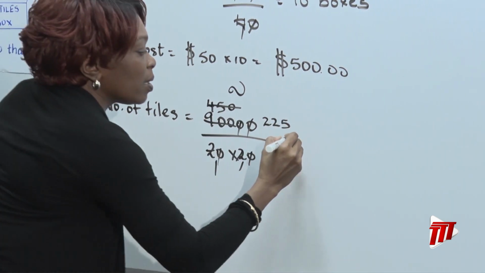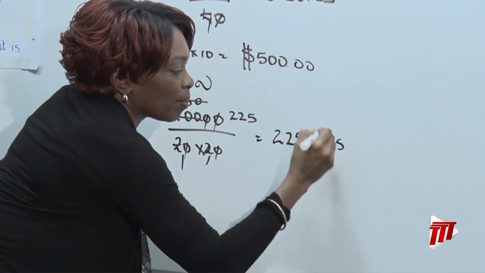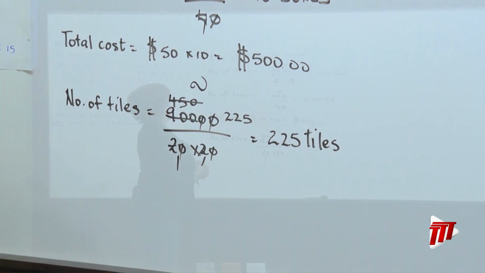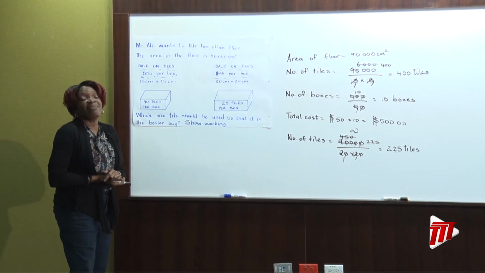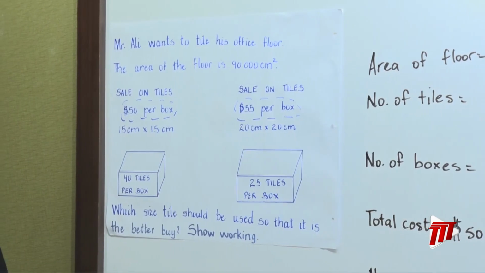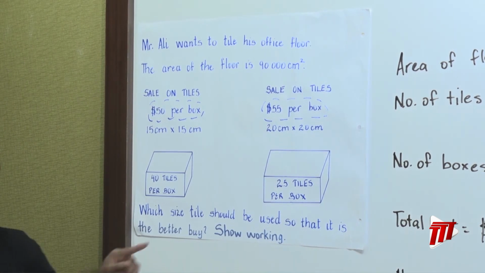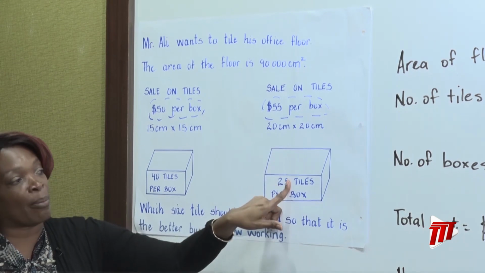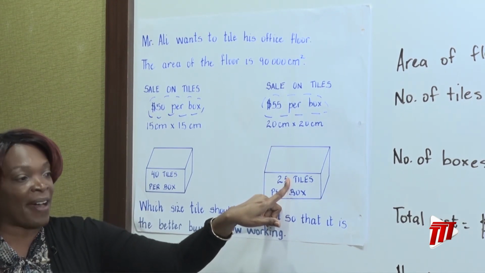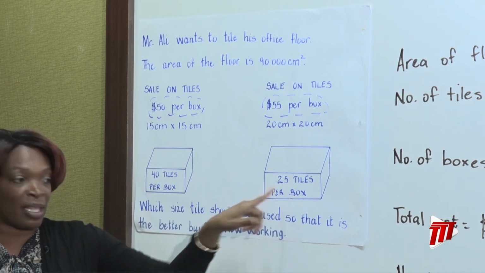So we got 225 tiles, which would be needed. Now, what do we have to find? The number of boxes. How are we going to find the number of boxes? Let's look at the box. Remember, there are 25 tiles per box. So to find the number of boxes, we are going to divide. We are going to divide the 225 by the 25 to determine the number of boxes.